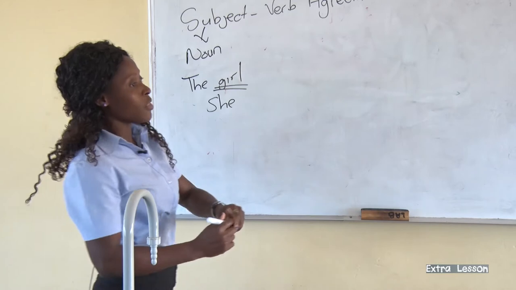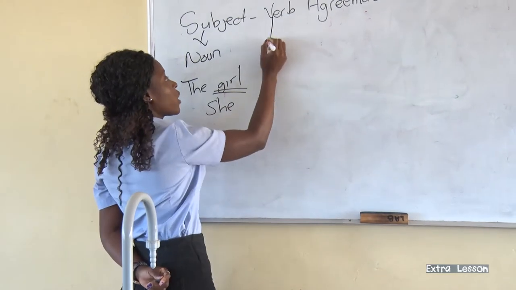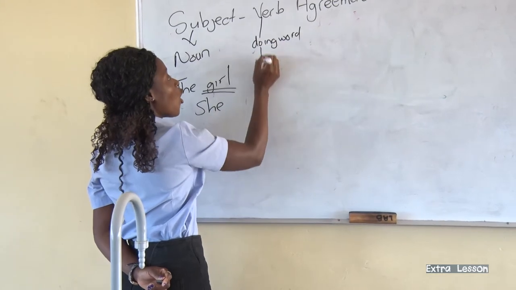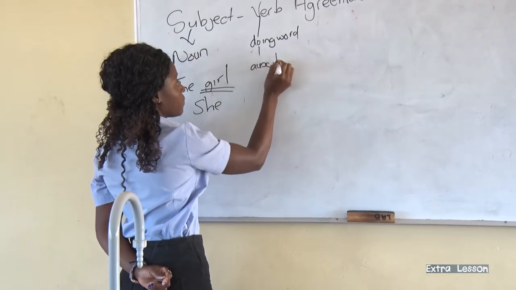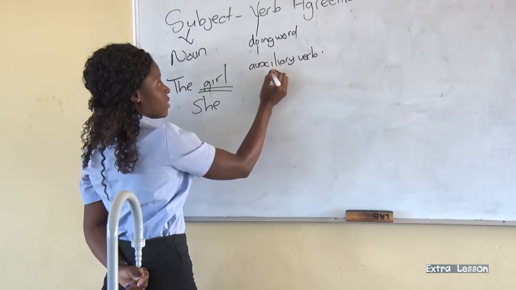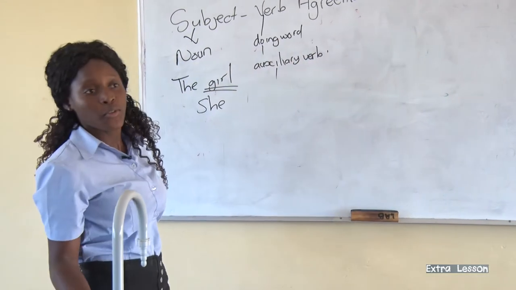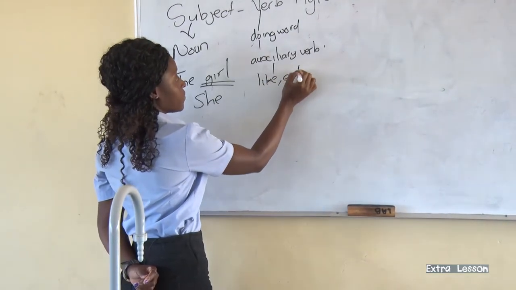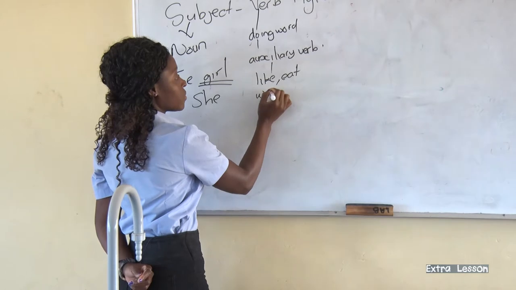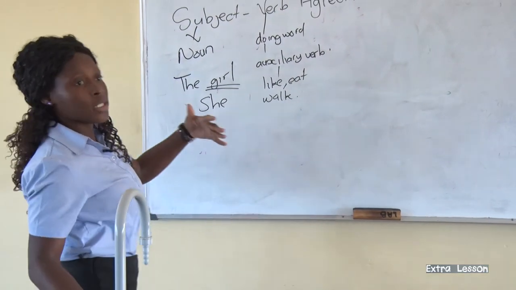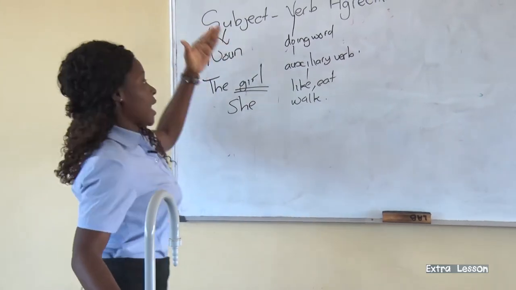And when we talk about the verb, we are talking about the doing word in the sentence or the auxiliary verb in the sentence. For example, examples of verbs are like eat, walk, etc.